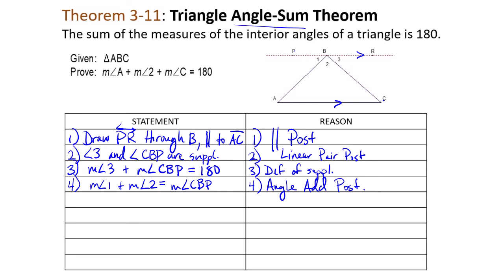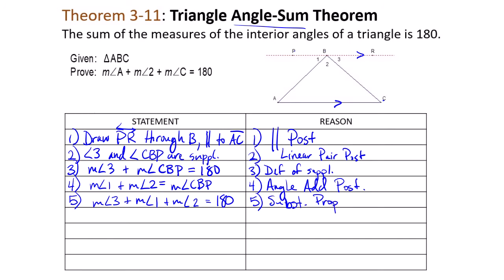Okay. All right. So now we can substitute, right? We can say, okay, well, let's put this in here for CBP. So we can say, okay, well, measure of angle 3 plus a measure of angle 1 plus a measure of angle 2 equals 180. And we can do that by substitution. Substitution property of equality, right?